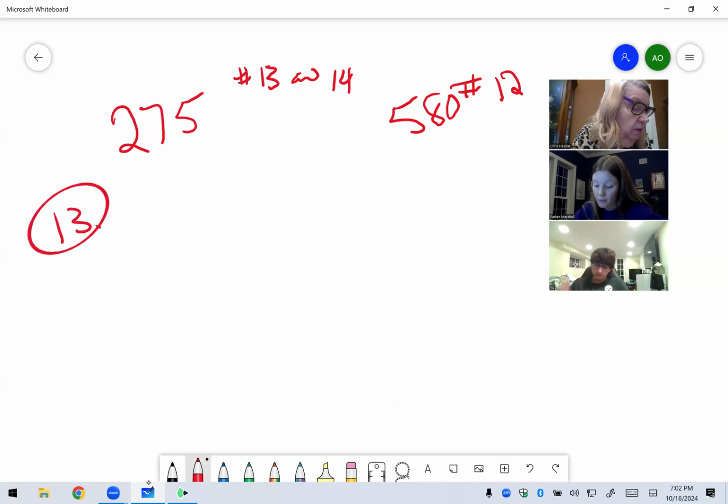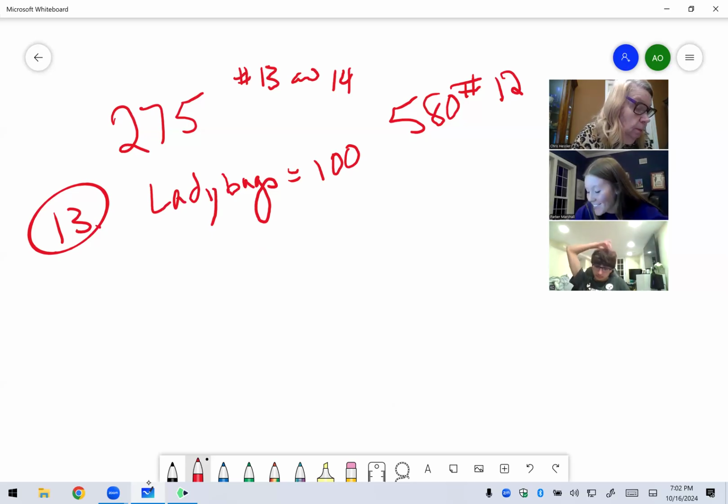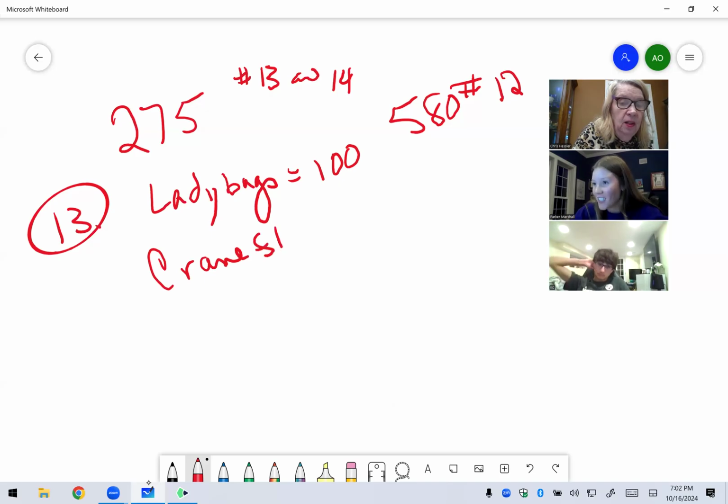So the number of crane flies in a wildlife sanctuary is 30% less than the ladybugs. So let's call the ladybugs, okay, there's 100 ladybugs. Okay. We have these crazy crane flies. Where do they come up with these things? Crane flies are 30% less. So the crane flies are 70.